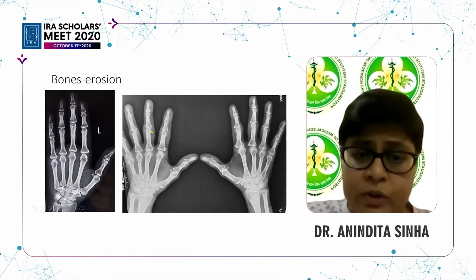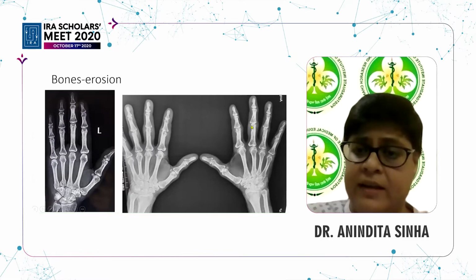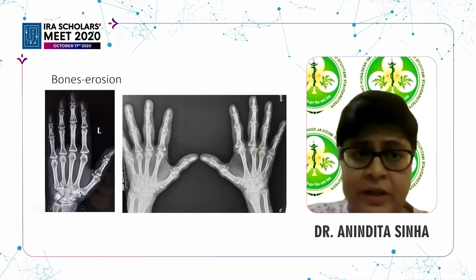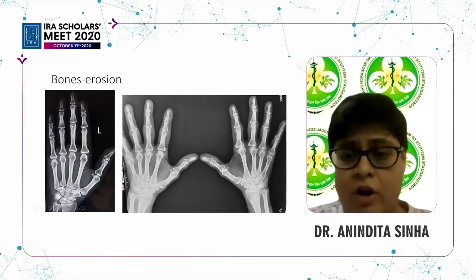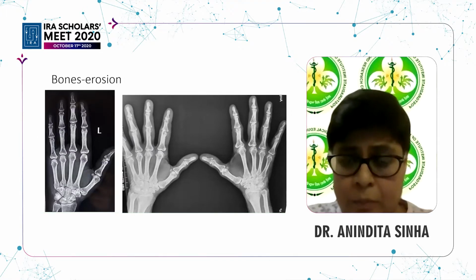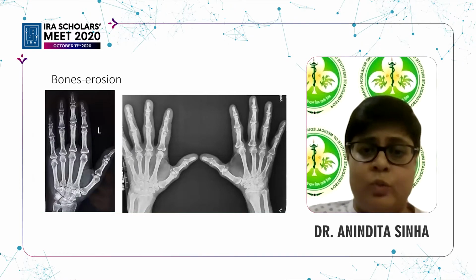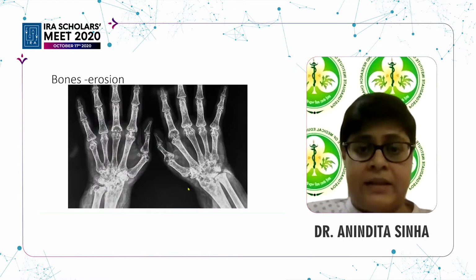So again, here you see that there is a marginal erosion here, as well as on the third metacarpal, the third proximal phalanx. So changes are symmetrical. There are erosions. So symmetrical erosions involving the carpal bones and the proximal interphalangeal joints point towards the diagnosis of rheumatoid arthritis. This is another advanced case.